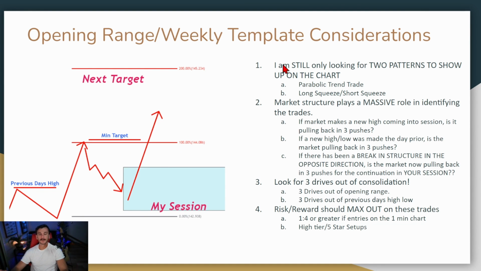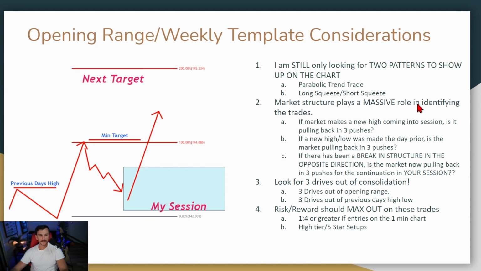Here are some opening range and weekly template considerations. I want to emphasize that I'm only looking for two presentations of price: a parabolic trend trade, or a long squeeze or a short squeeze. This is considered a short squeeze. They've made a higher high and they're pulling back in 3 pushes coming into my session. That is a short squeeze. If you flip this over, you would then have a long squeeze, and I will be talking about parabolic trend trades a little bit later.